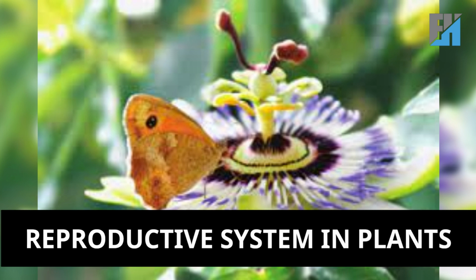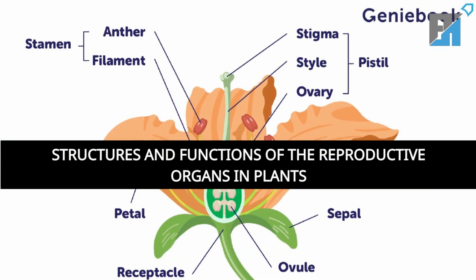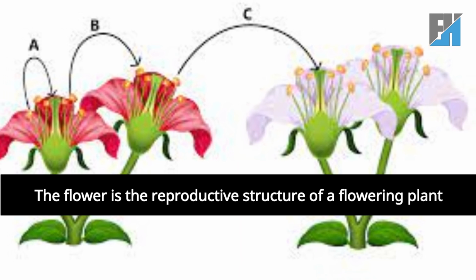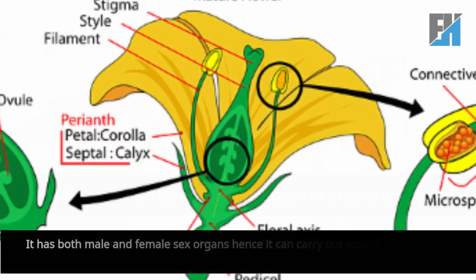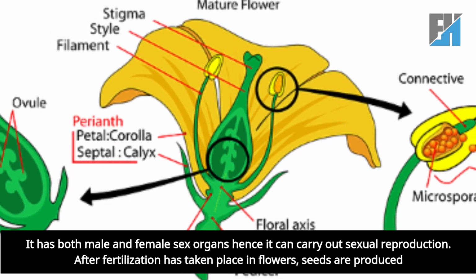In today's class, we will be learning the topic, reproductive system in plants. Structures and functions of the reproductive organs in plants. The flower is the reproductive structure of a flowering plant. It has both male and female sex organs, hence it can carry out sexual reproduction.